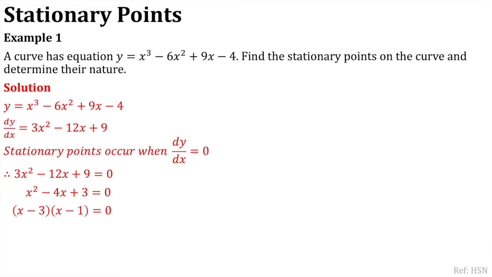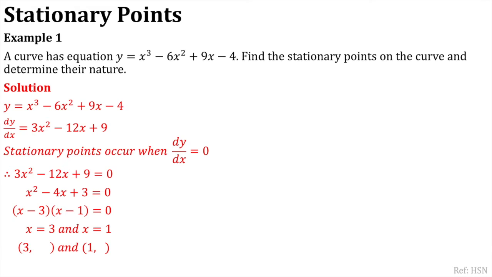And I have two answers for this, x equals 3 and x equals 1. So this is where my stationary points occur. Now, it's stationary points I'm finding. I now only have x coordinates, so I need to find the y ordinates of those stationary points. So at the moment, I have 3 something and 1 something.